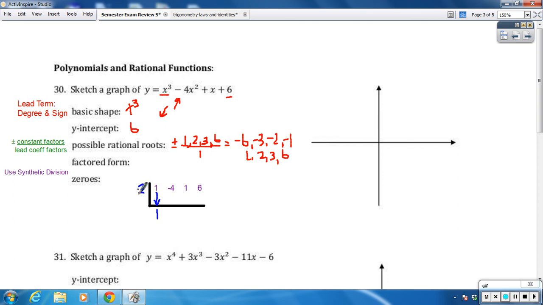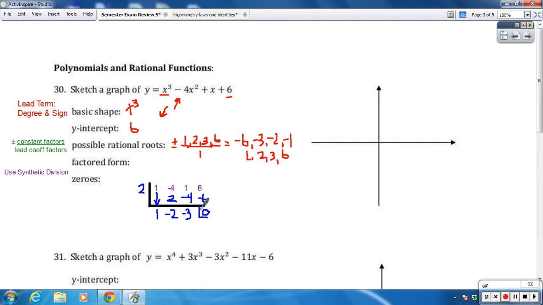Then we multiply our 0 on the outside with the number on the bottom. So 2 times 1 is 2. I'm going to write it in the next column. Now I'm going to add these two numbers together. -4 plus 2 gives me -2. I'm going to repeat the process. Multiply: 2 times -2 is -4. And then add: 1 minus 4 is -3. Last time, 2 times -3 is -6. 6 minus 6 is 0.